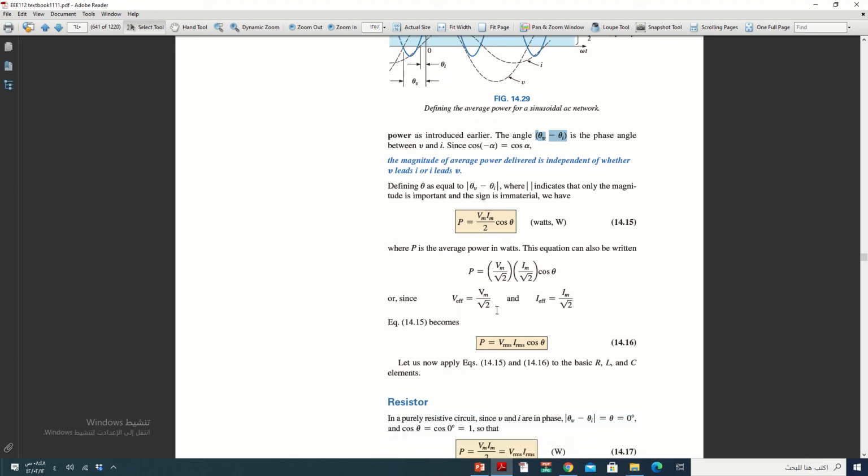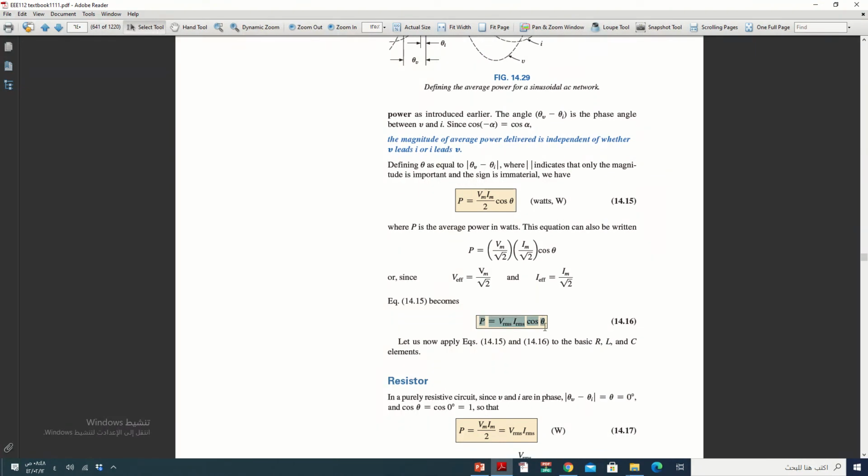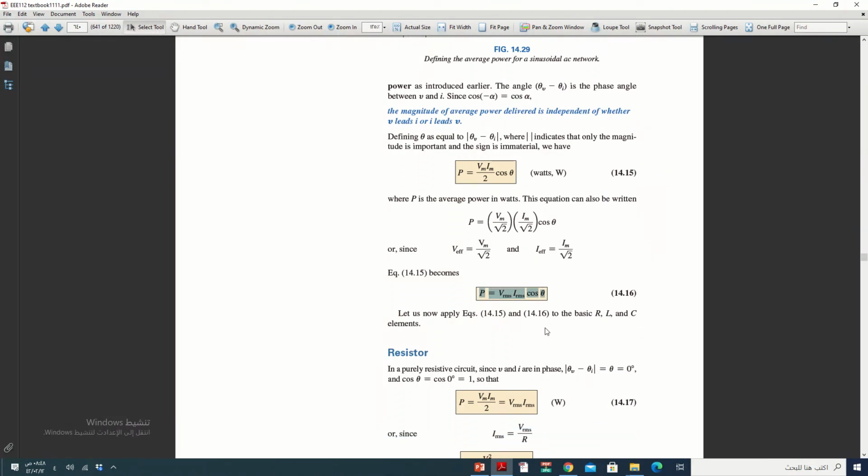We can say Vm divided by root 2 times Im divided by root 2, which equals the RMS values. This means V RMS I RMS cosine theta is the formula for the real power or active power from now on. Voltage multiplied by current multiplied by cosine theta, you will get the average power.